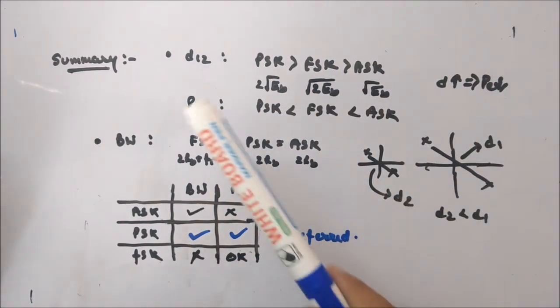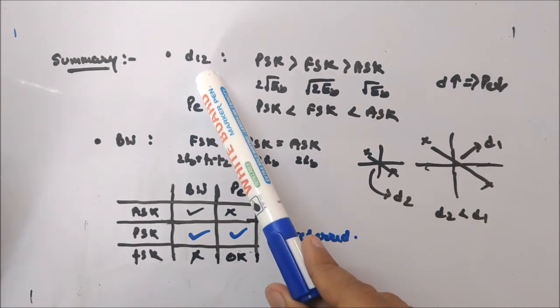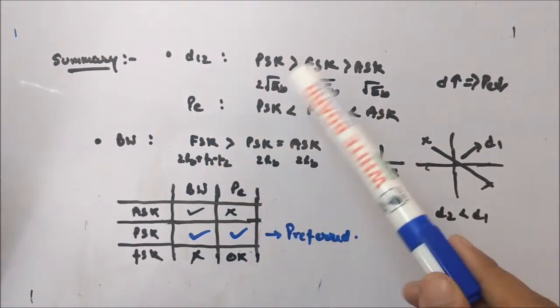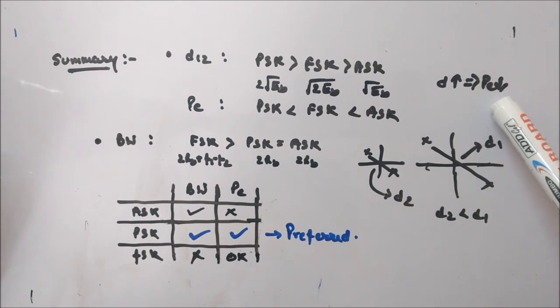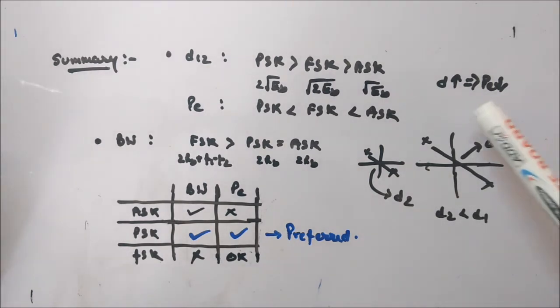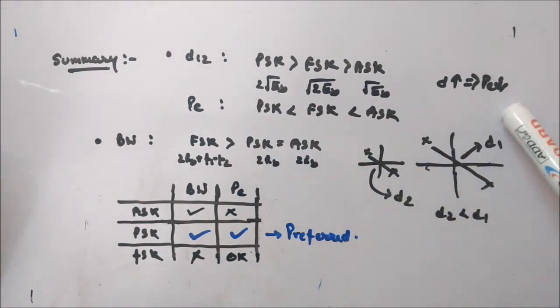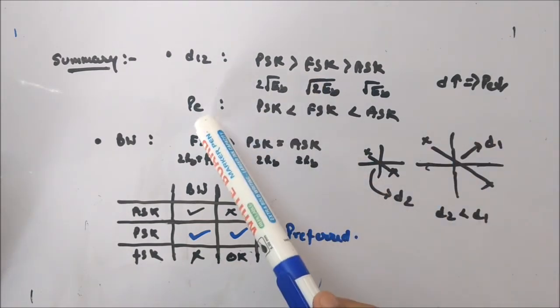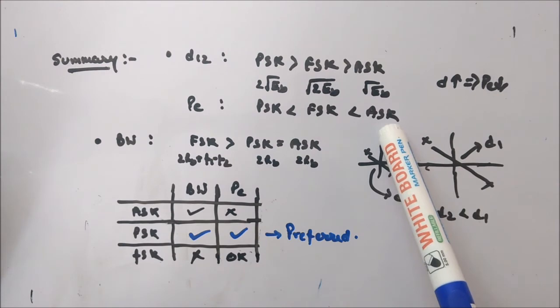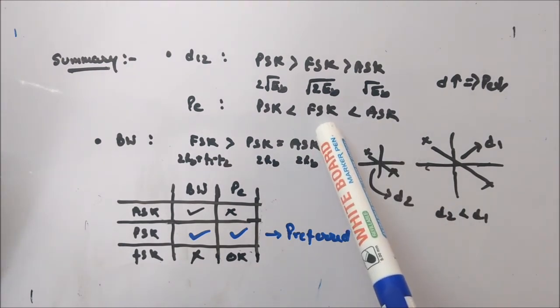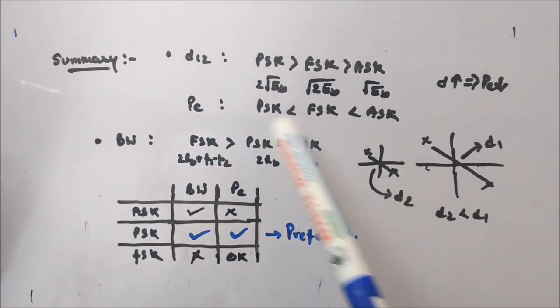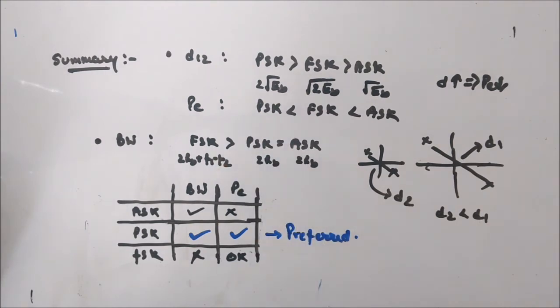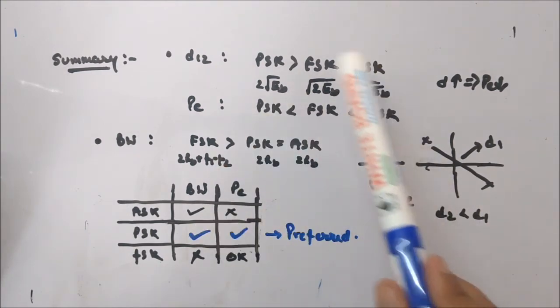Now why are we calculating this distance between signaling points? Because it helps in calculating probability of error. The more the distance, the lesser the probability of error. So in this case we can see the probability of error will be higher for ASK, then for FSK, and then for PSK. Okay, so that will be the order.